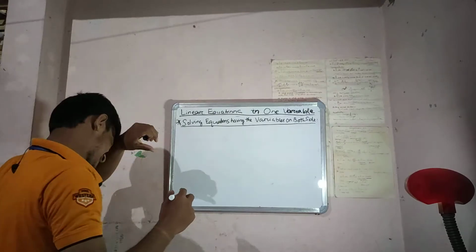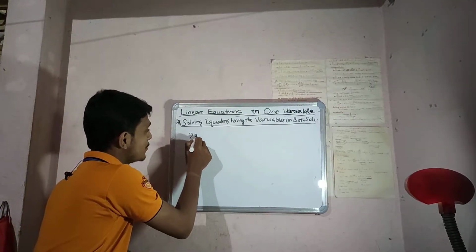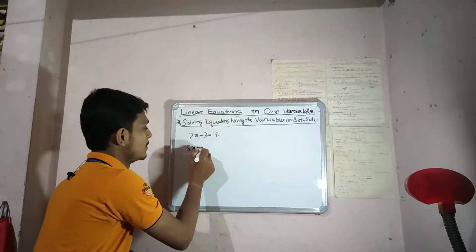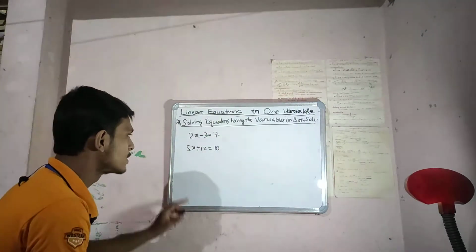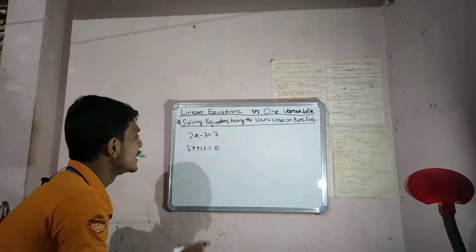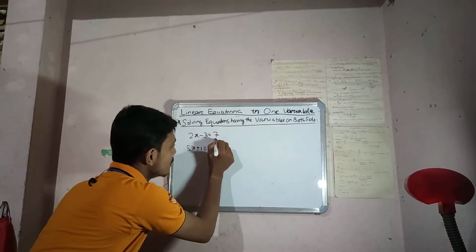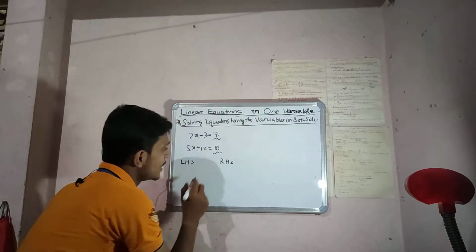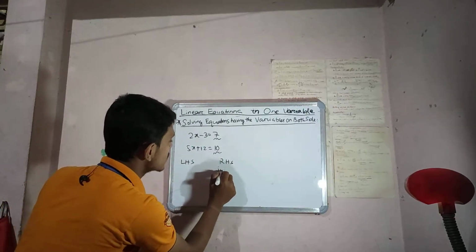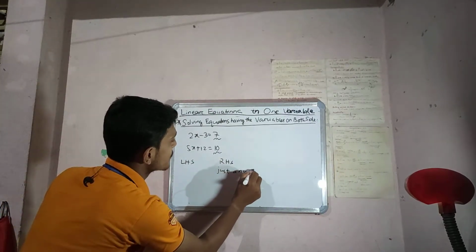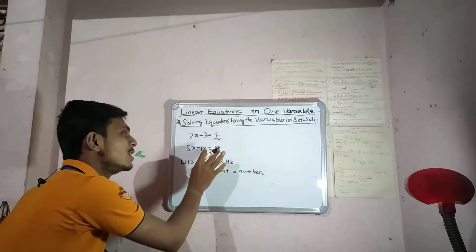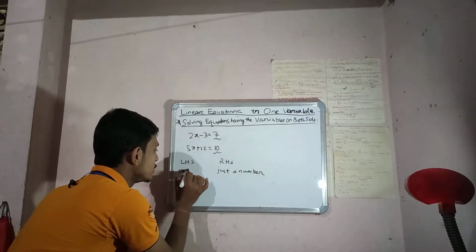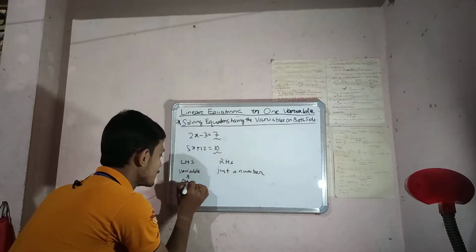Previously, we have seen this type of equation, that is 2x minus 3 equal to 7 or 5x plus 12 equal to 10. But see carefully that this is the LHS side and this is the RHS side, and on the RHS side we have only just a number: 7, 12, 10, 5, 2. But the left hand side contains the variable with a number.